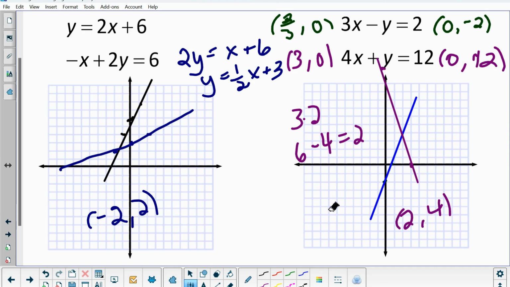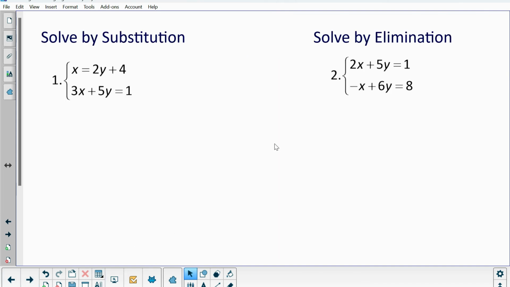But that's a lot of work, right? Trying to graph things to solve is not always the best method, especially if you don't have a grid. So that's why we need another method, and that's our two methods, solving by substitution and solving by elimination. So you should have learned how to do both of these already, right? You did this in Algebra 1.